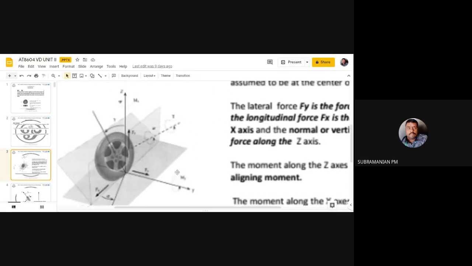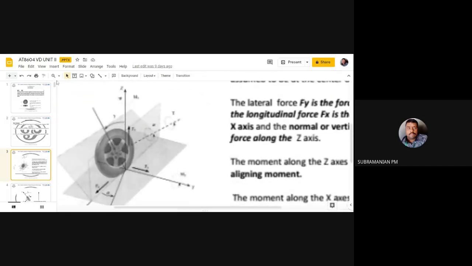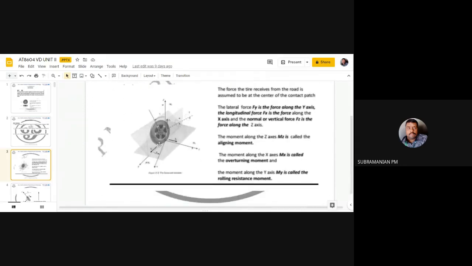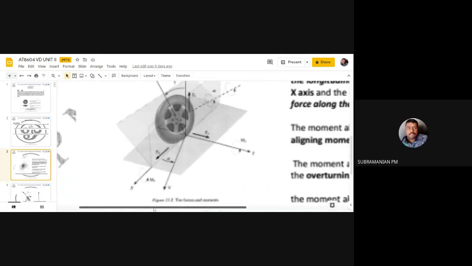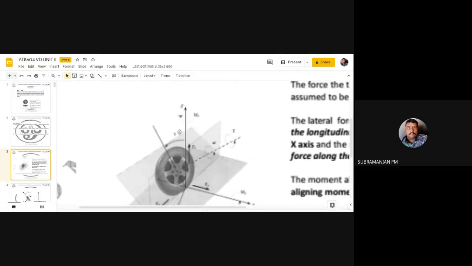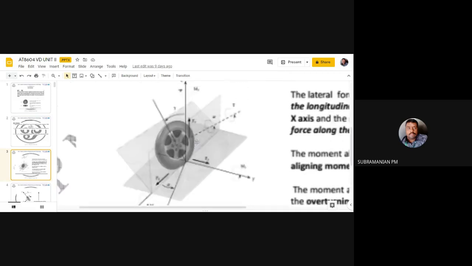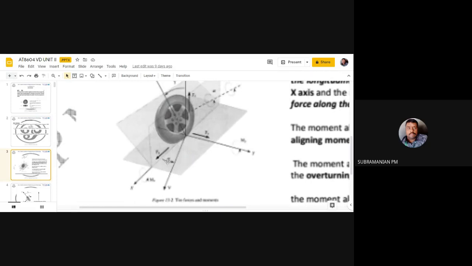So you can see this one is the tire plane system. Let me zoom it first, then I will go to the explanation. See, this one is the Z direction, this one is the Y direction, and this one is the X direction. Now I am going to explain along the X direction.